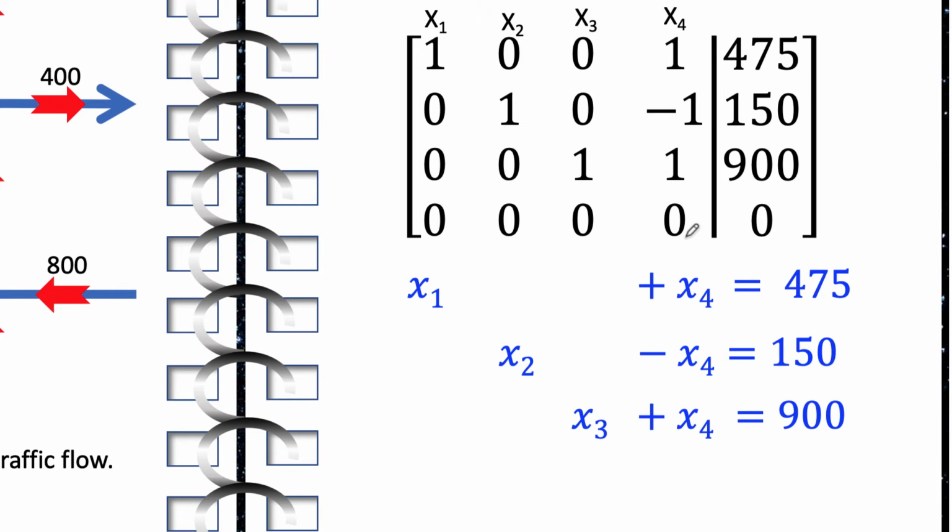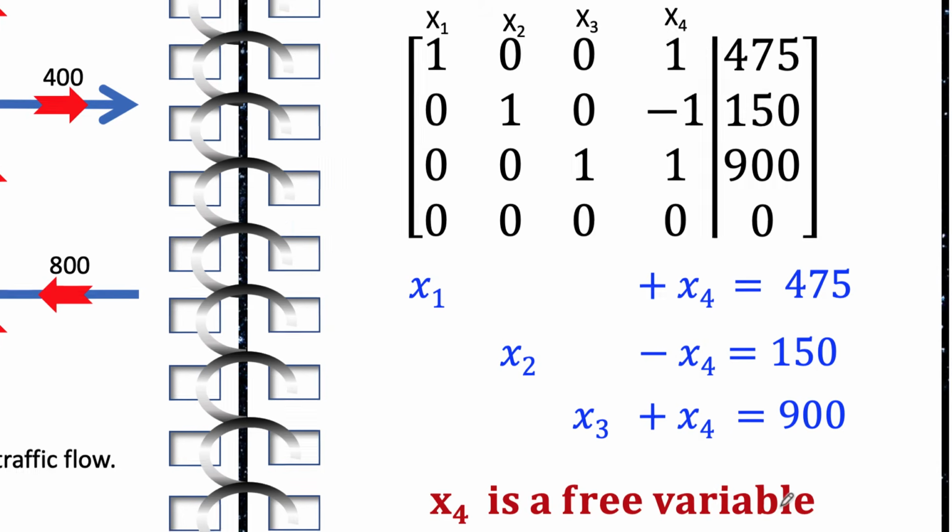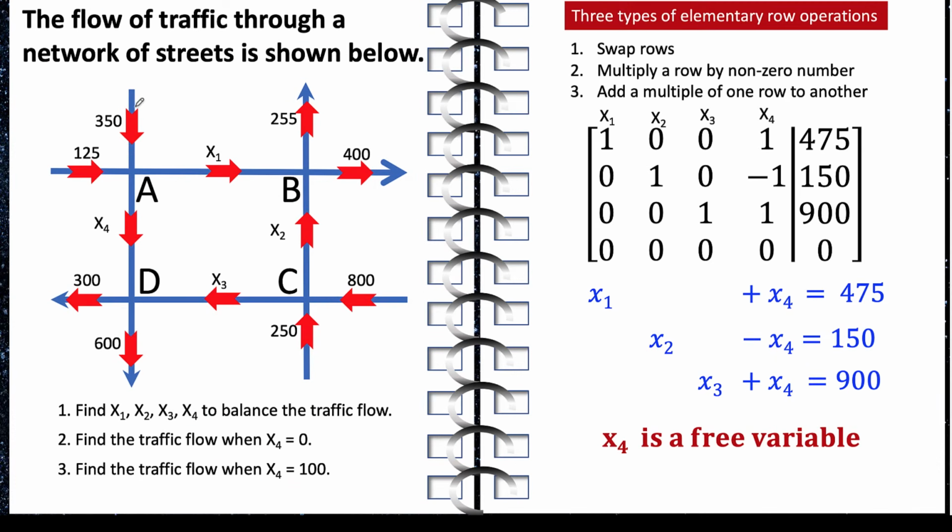And the fourth row says that x of 4 is a free variable because the 0 here corresponds to x of 4, and this is 0. All the other entries are zeros, meaning you can replace x of 4 by any number subject to the implied conditions here. And what is that implied condition? The number of cars entering each of these nodes or intersections cannot be negative, because you cannot have a negative number of cars.